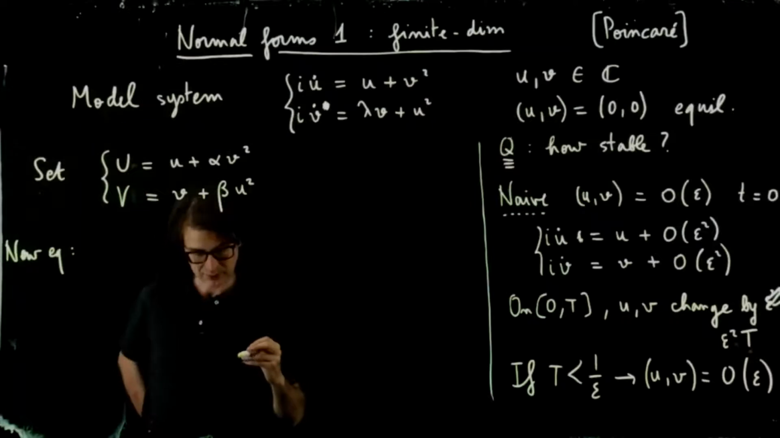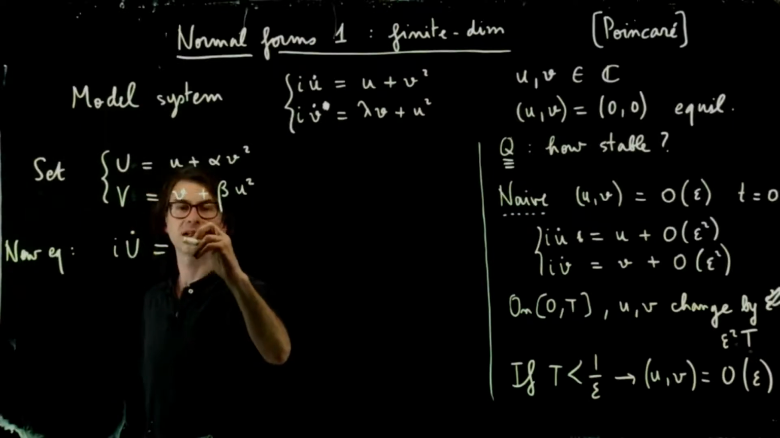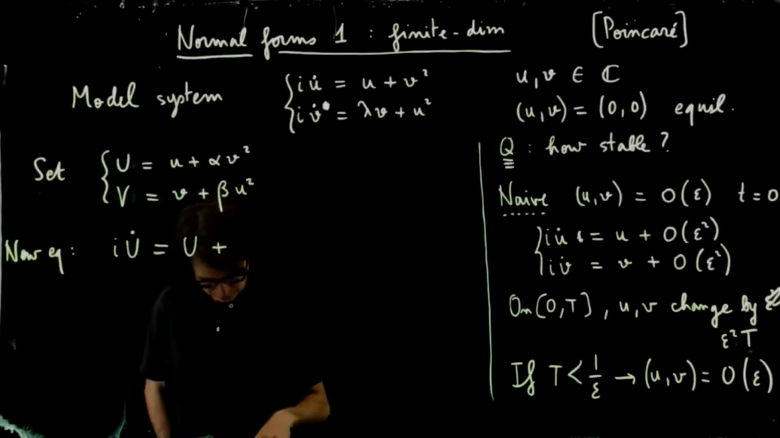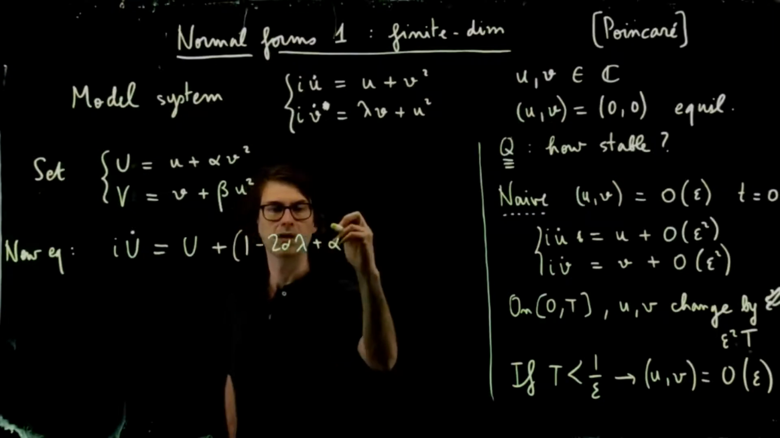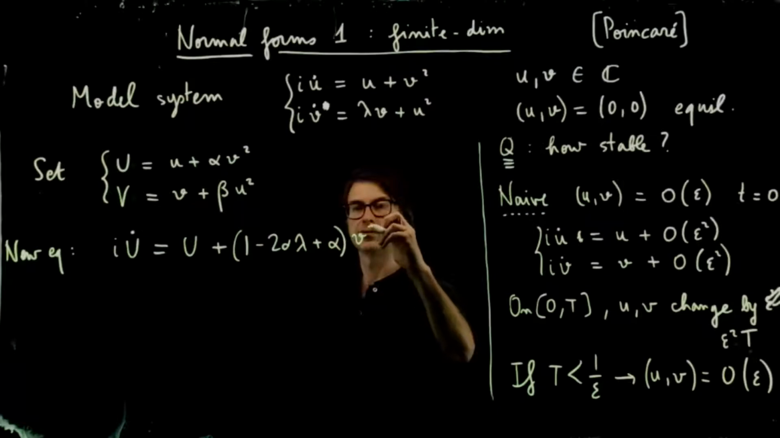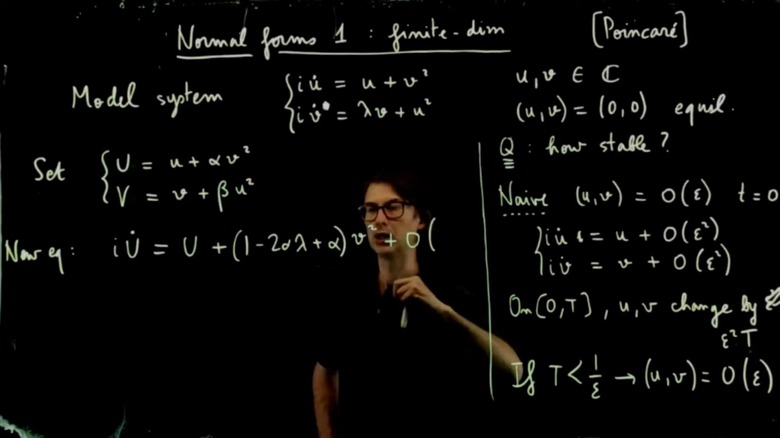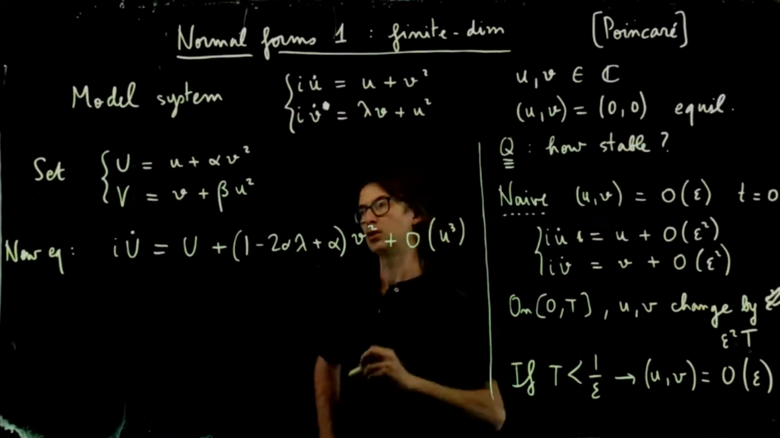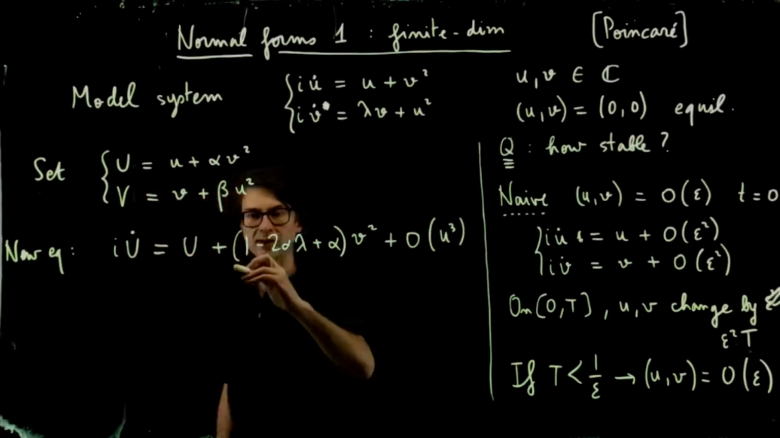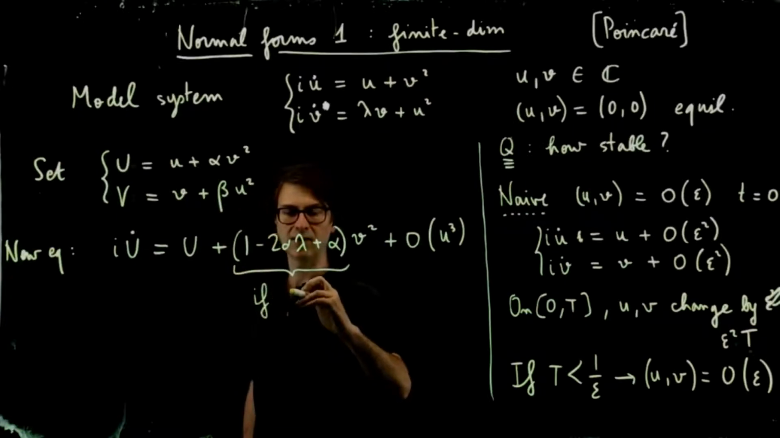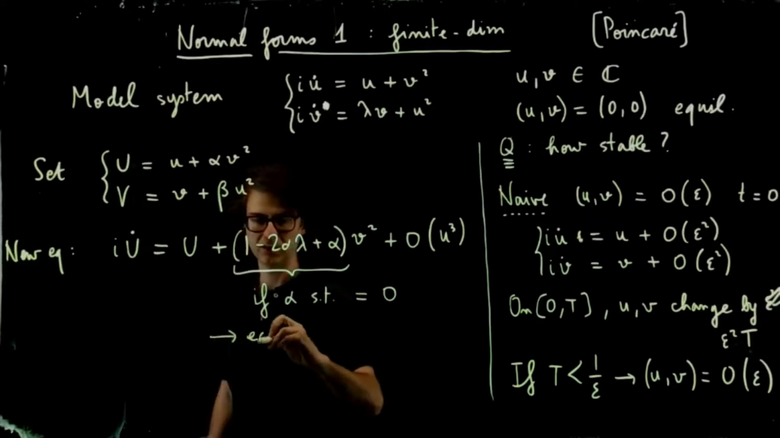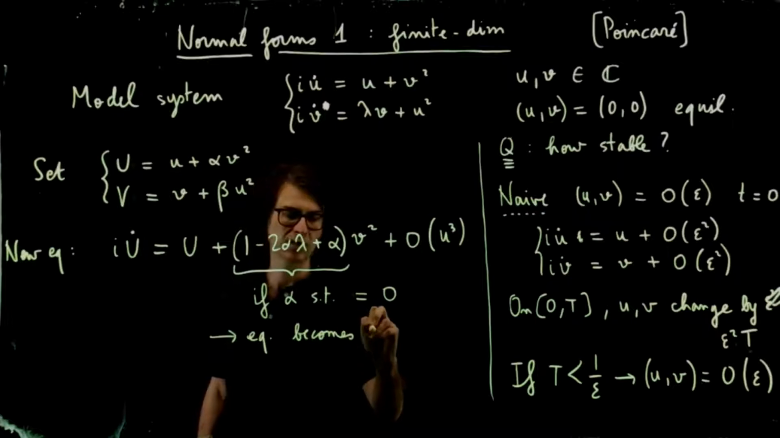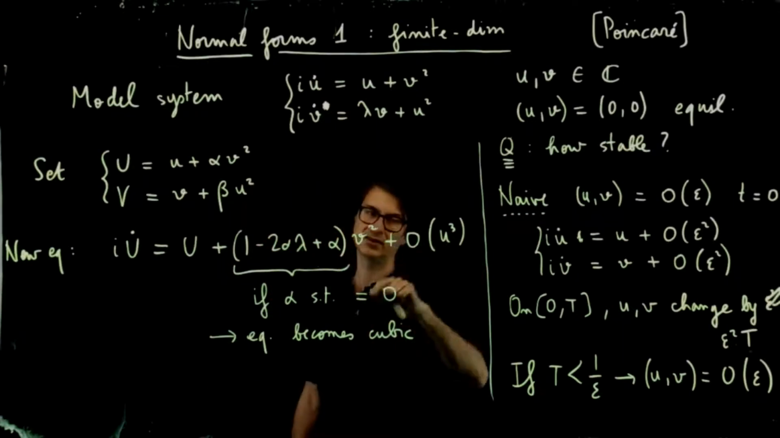For instance, if I look at the equation on capital U, I get U dot equals capital U plus, so it's a small computation, 1 minus 2 alpha lambda plus alpha, times v squared, plus O of u cubed. And similarly for the equation on capital V. So if I choose alpha such that this is 0, then the equation becomes cubic to the next order, right? Because you cancel the quadratic term and it's cubic.